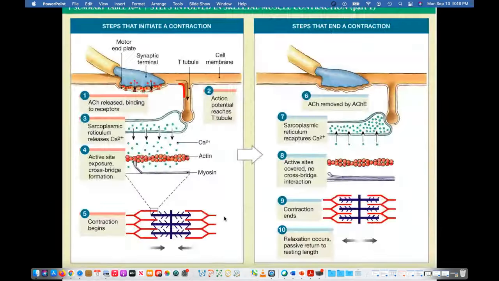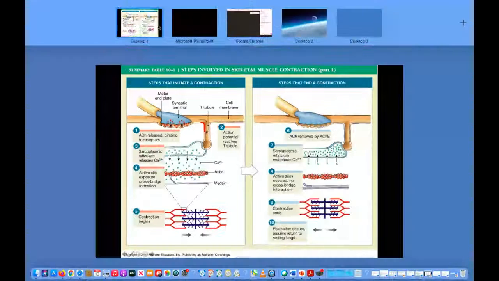Okay, when we come back, I will review the steps that initiate a contraction and steps that end a contraction.